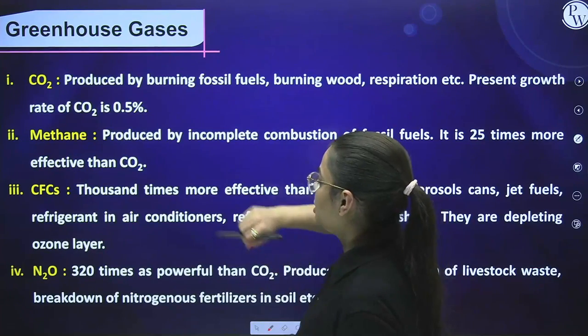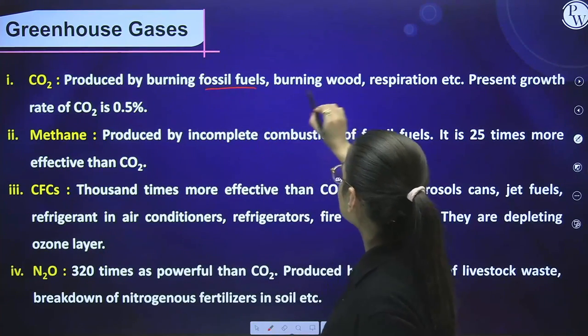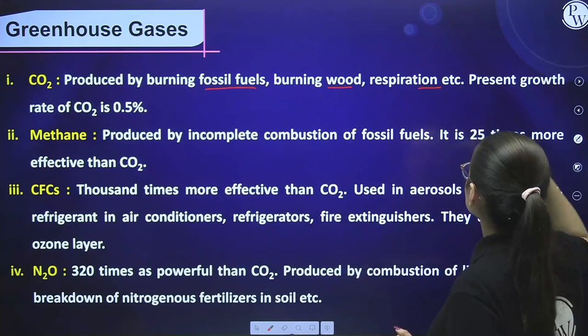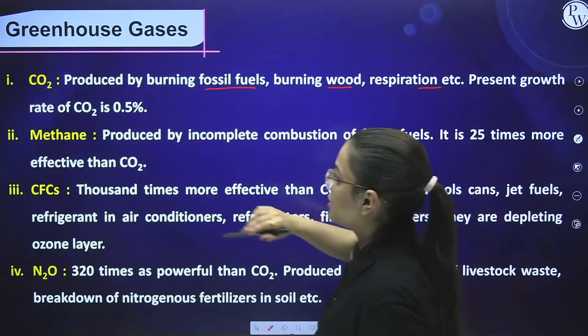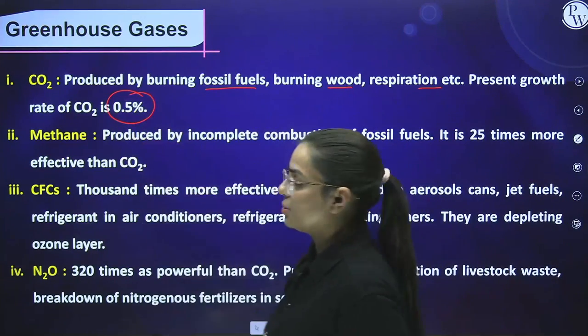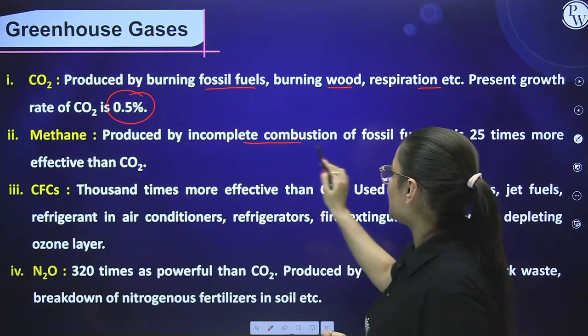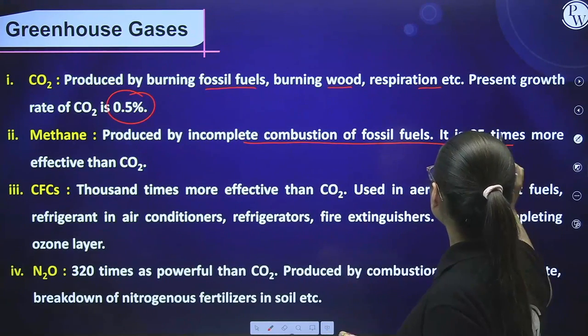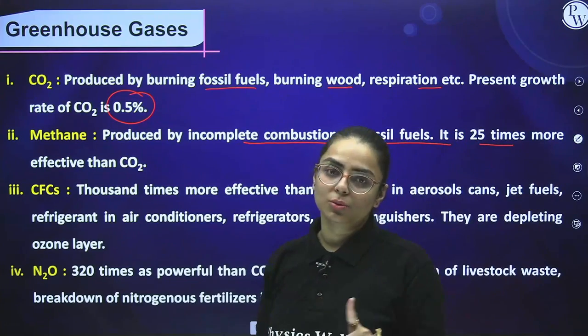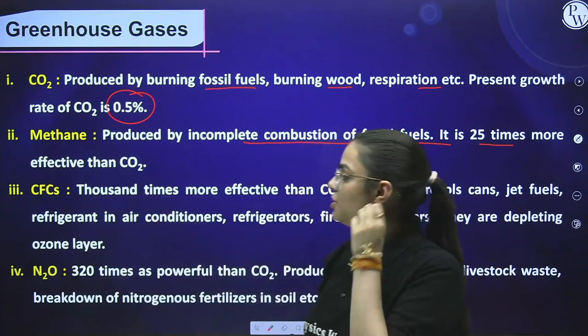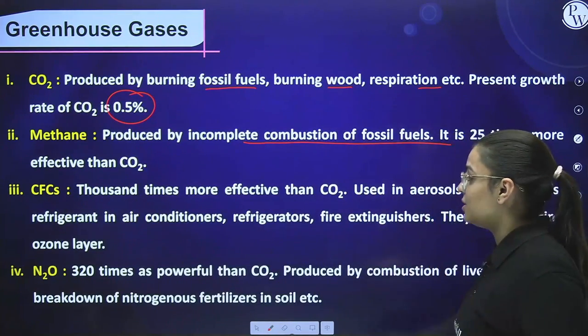Now, if I talk about CO2, it is produced by burning fossil fuels, burning wood, respiration, etc. The present growth rate of CO2 is 0.5%, okay. Now, if I talk about methane, it is produced by incomplete combustion of fossil fuels. It is 25 times more effective than CO2. Clear? Okay. If I talk about CFC, it's 1000 times more effective than CO2.